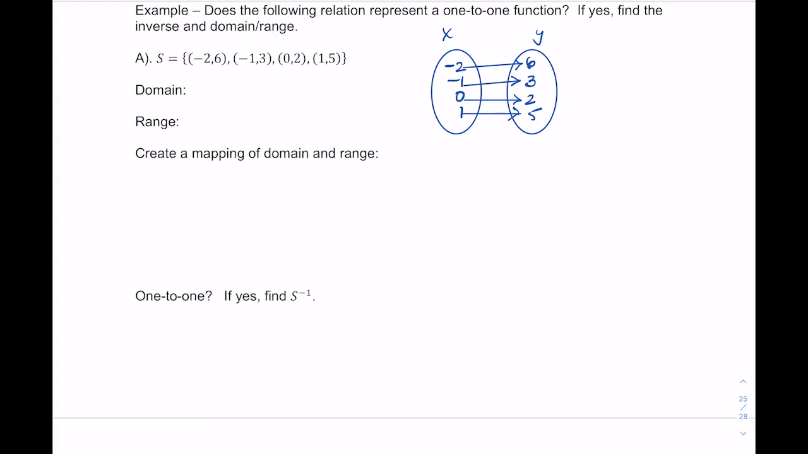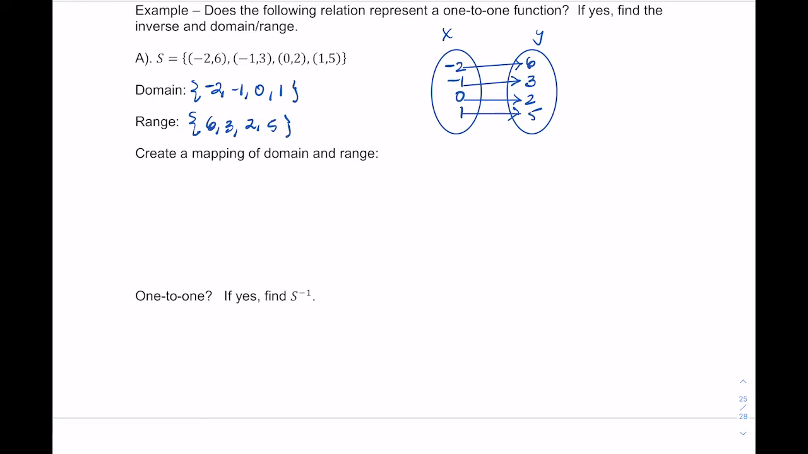So as we said, the domain here would just be -2, -1, 0, and 1. And the range are your y's, which would be 6, 3, 2, and 5.